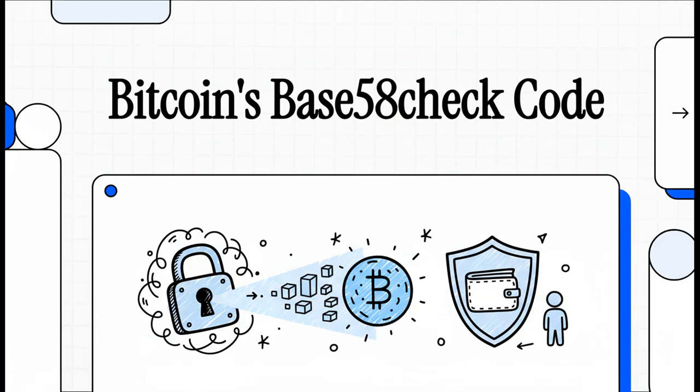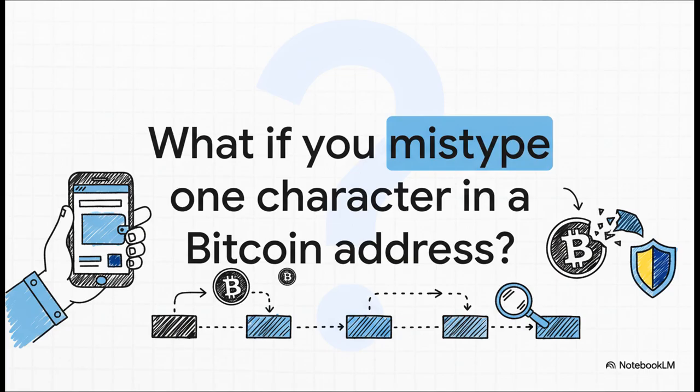You know those long, random-looking Bitcoin addresses? Well, turns out they're not random at all. There's actually a secret code hidden inside, a code designed to save you from one of the most common human mistakes, typos. It's called Base58check, and today, we're going to unpack exactly how this clever system works to keep your funds safe.